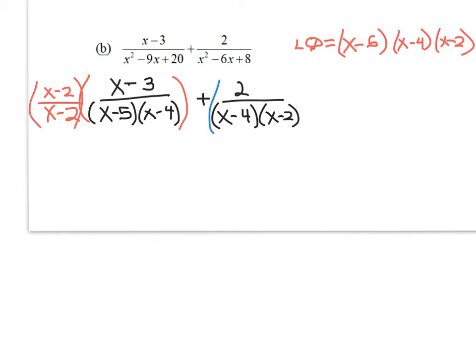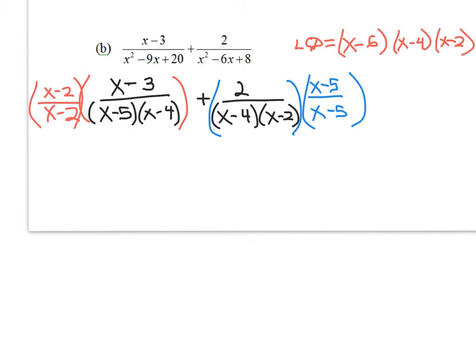Second fraction, that one's missing the x minus 5 factor, so I'm going to multiply the numerator and denominator by x minus 5. Now, if you have to slow down the video to think about why each of those fractions get multiplied, go ahead and do that. This is a really important topic here.